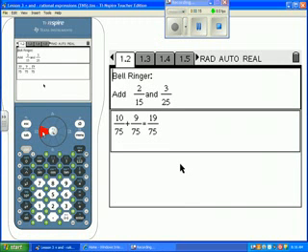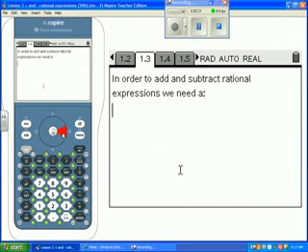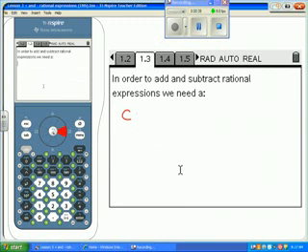Okay, the bell ringer: we found a common denominator for 15 and 25. That was 75. If we're going from 15 to 75, we had to multiply by what? 5. So this makes it 5 times 2. That's how we got our 10. Same thing here, 25 times 3. 3 times 3 is 9, giving us 19 over 75. Next page. Okay, in order to add and subtract rational expressions, we need a common denominator.